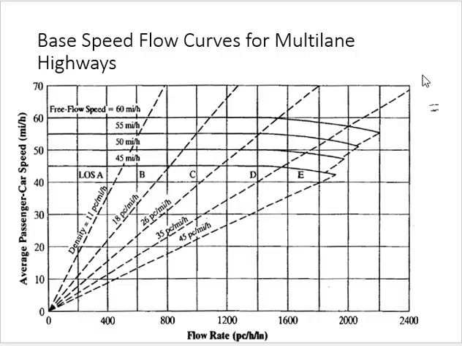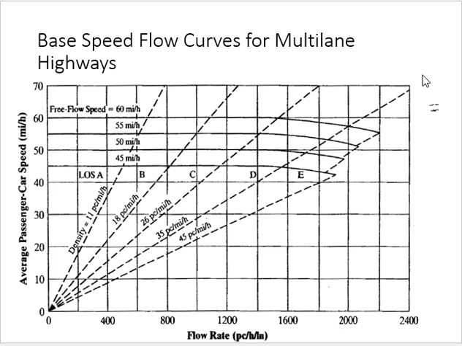The points where the lines for each level of service intersect the curves give us the maximum flow rate for each level of service. So this is the line for level of service A.